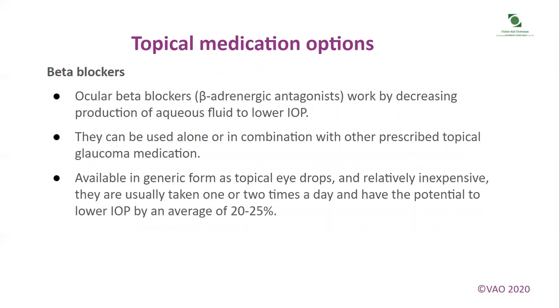Beta blockers. Ocular beta blockers, beta adrenergic antagonists, work by decreasing production of the aqueous fluid to lower the IOP. They can be used alone or in combination with other prescribed topical glaucoma medication. Available in generic form as topical eye drops and relatively inexpensive, they are usually taken 1 or 2 times a day and have the potential to lower IOP by an average of 20 to 25%.